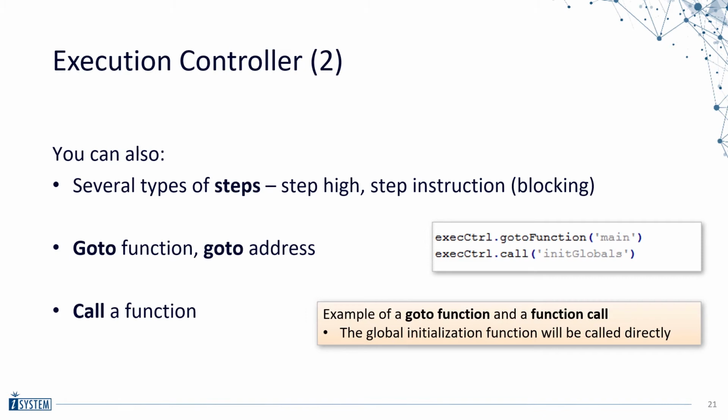The other typical execution methods are: step high is stepping on a source code. Step instruction is on a binary level. There are also goTo function and goTo address. You can completely change the execution by using them, but you need to be careful not to crash the stack. An embedded function could be called directly from Python. Again, you need to push on stack the function attributes before calling the function. These methods are blocking.